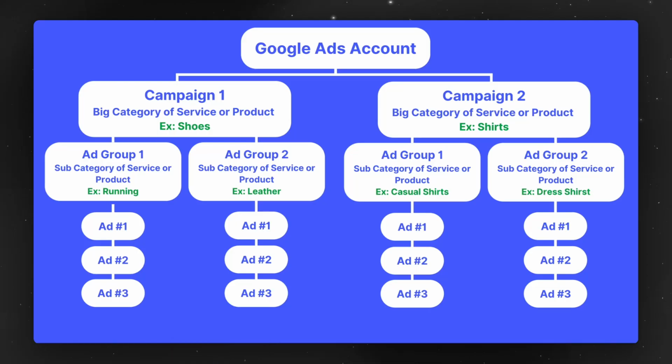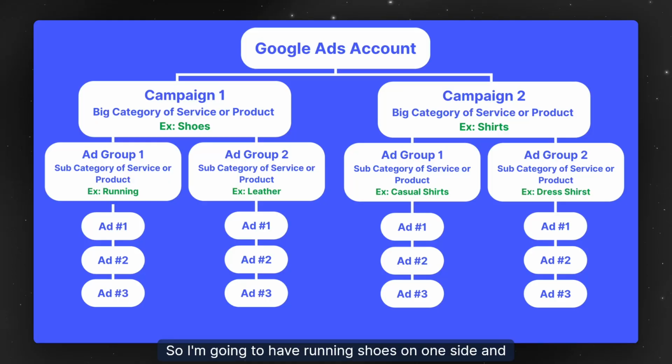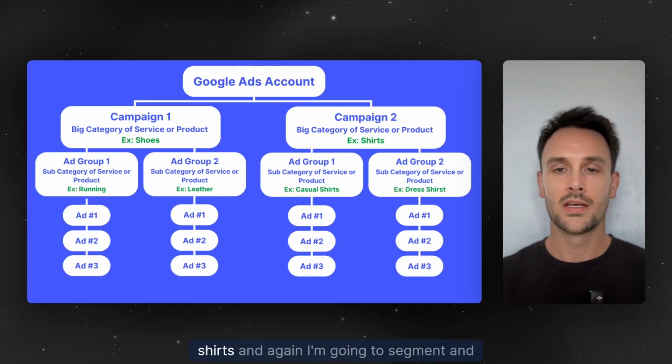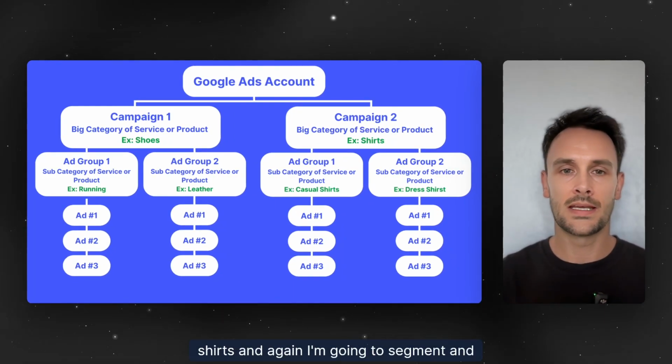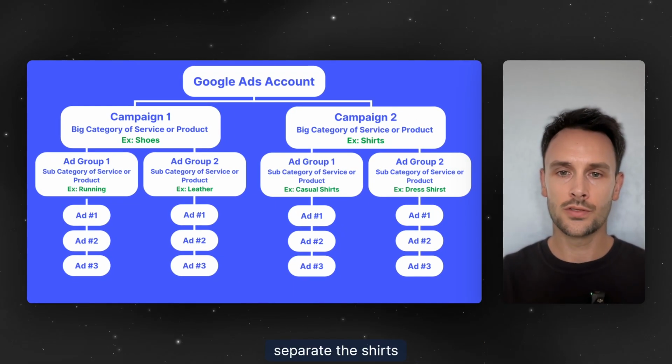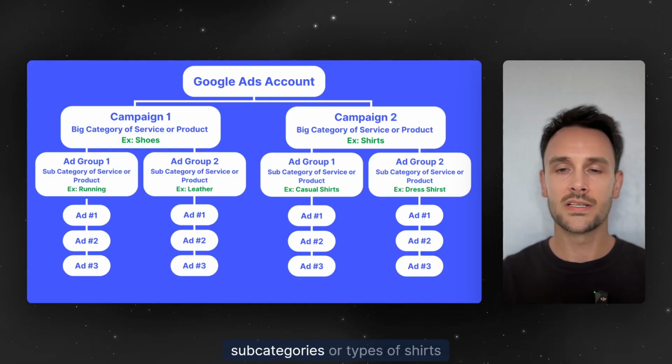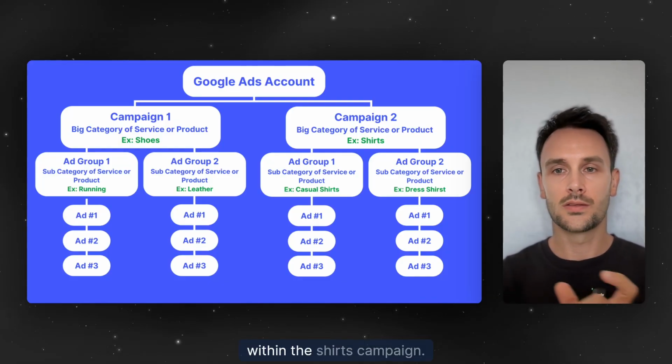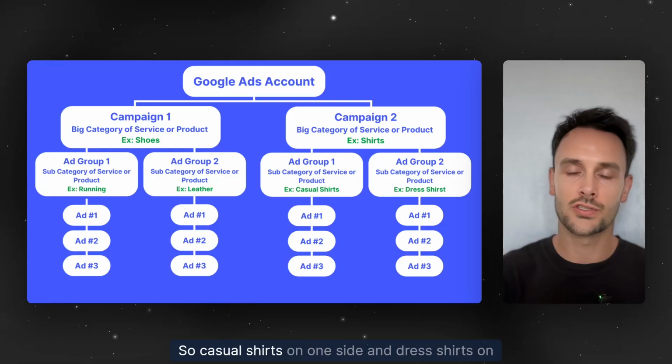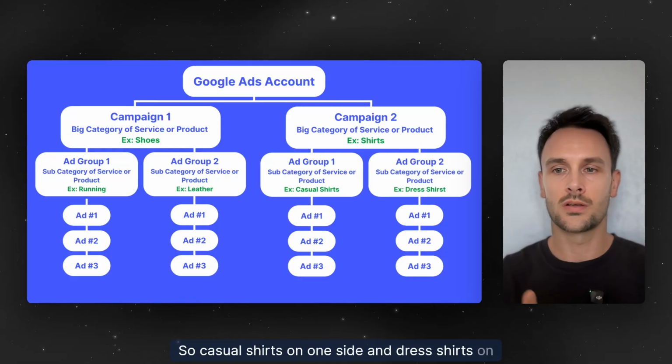Within the shoes campaign, I'm going to have two more boxes, the ad groups, and it's going to be a type of shoe. So I'm going to have running shoes on one side and leather shoes on the other side. Each of these boxes is going to have smaller boxes within them, which are the ads. In the second campaign, I'm going to have the shirts. And again, I'm going to segment and separate the shirts by subcategories or types of shirts within the shirts campaign. So casual shirts on one side and dress shirts on the other side.